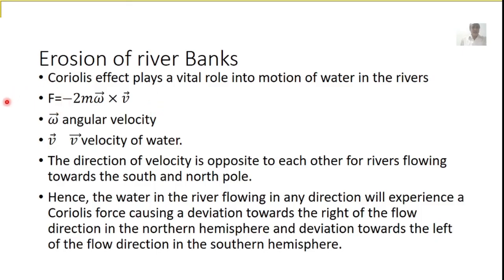We remember the formula of the Coriolis force: F equals minus 2m omega vector cross vector v. Omega vector is the angular velocity, vector v is the velocity of the water. The direction of velocity is opposite for rivers flowing towards the south and north pole. Hence, water in a river flowing in any direction will experience a Coriolis force causing a deviation towards the right of the flow direction in the northern hemisphere and towards the left of the flow direction in the southern hemisphere.